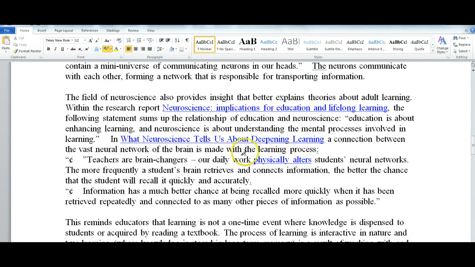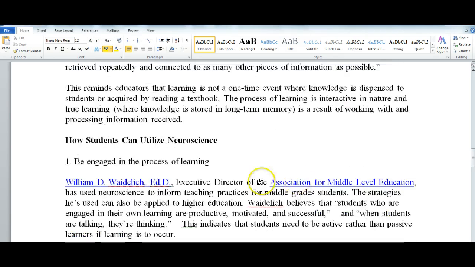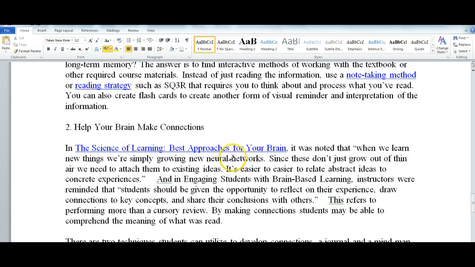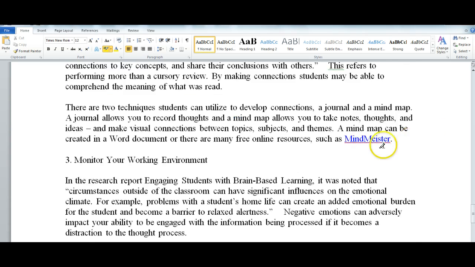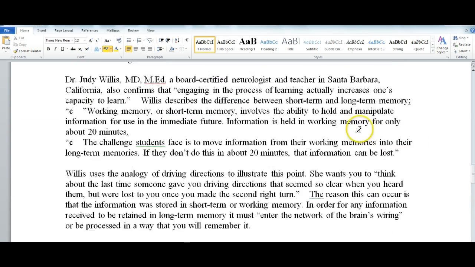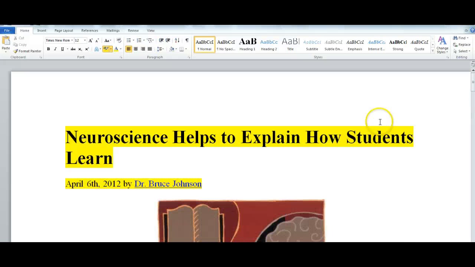And so I'm looking through this. And what does this mean? How students can utilize neuroscience. Very interesting. So how can I make this directly applicable? Theory's all well and good in my mind, but then I want something that's very usable. So be engaged in the process of learning. Again, I'm still just doing survey, so I'm just glancing through this very quickly. I don't want that, so I'll just erase that. Help your brain make connections, etc. So I go through my entire reading, and I will highlight to demonstrate my survey step in SQ3R.